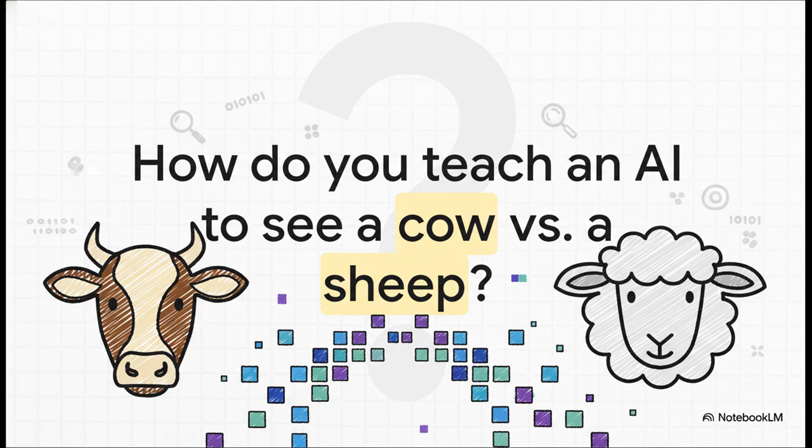I mean, it sounds simple for us, right? But for a machine, it's a huge, huge challenge. It's not just about spotting horns or wool. It's about teaching a machine to turn a chaotic mess of pixels into a clear, understandable concept. So how do we actually pull that off?